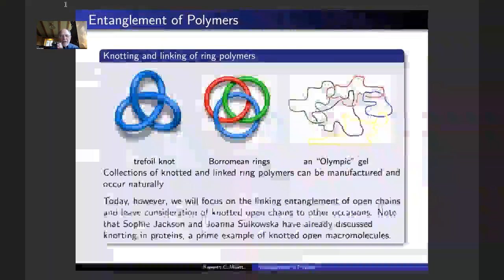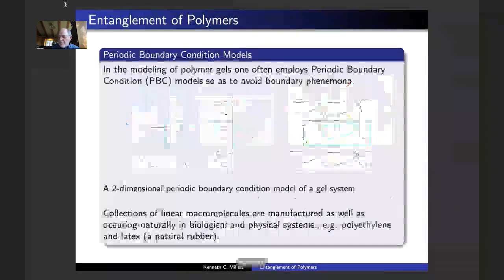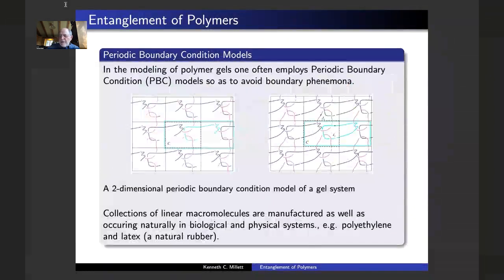Today, I'm not going to talk about one aspect of that, namely the applications to biology and to the knots that are present in studies of DNA or proteins. There have already been a couple of lectures by Sophie Jackson and Joanna Sulkowska who have described a lot of this work already. I'm going to focus principally on the polymer side of things. And the periodic boundary condition part plays a principal role in this.